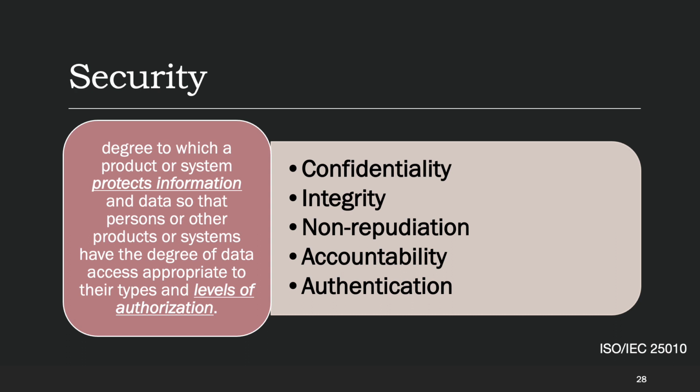Then we have also accountability, which refers to the ability of the system to trace actions of an entity to that specific unique entity. And finally, authentication, which is a degree to which the system can prove the identity of a subject or a resource.